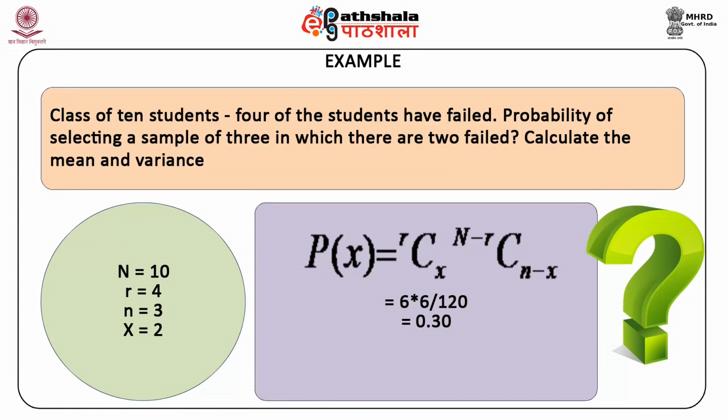Probability of x equal to 2 is equal to 4C2 multiplied by (10 minus 4)C(3 minus 2) upon 10C3, which is equal to 6 multiplied by 6 upon 120, which is equal to 0.30. Hence, there is a 30% probability of selecting 3 students, 2 of which have failed.